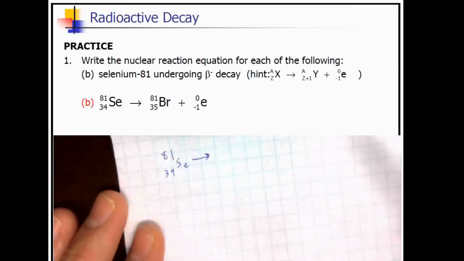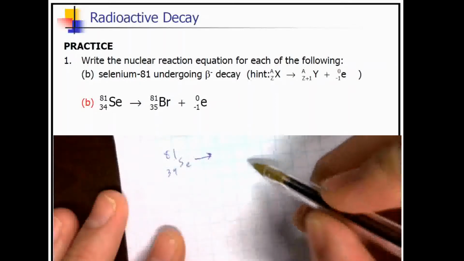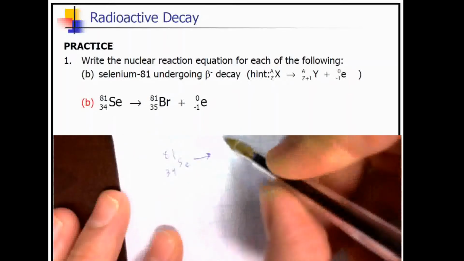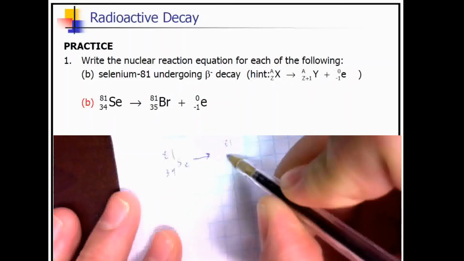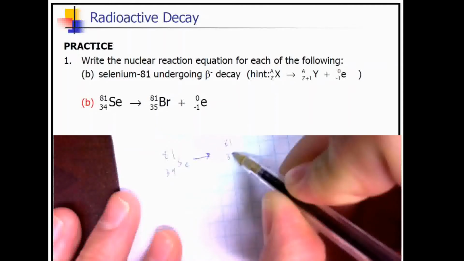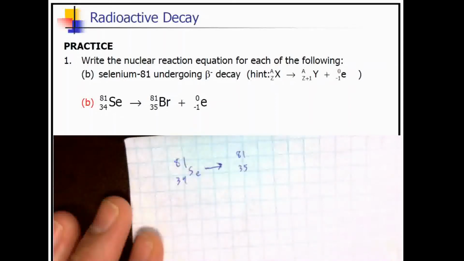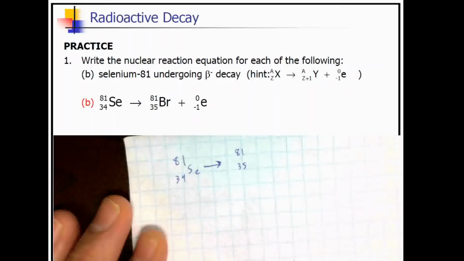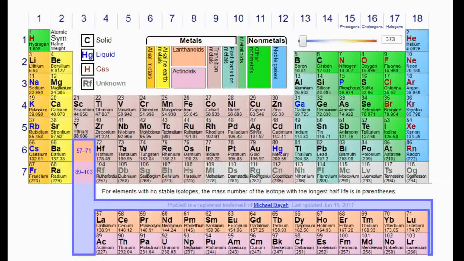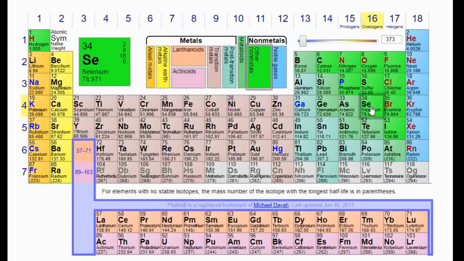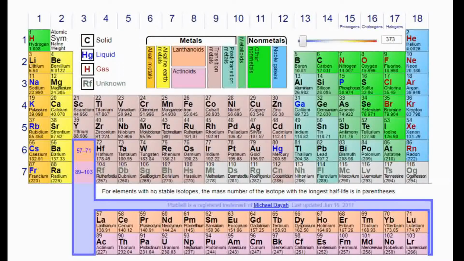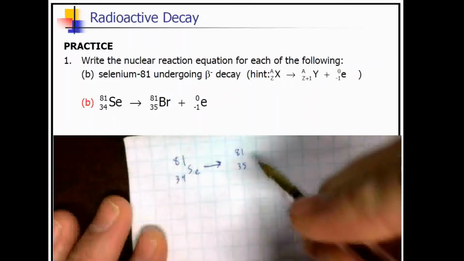Beta negative decay is the loss of a positron. So that means that my Y is going to have the same atomic mass, but the number is going to be 35, because the positron, oh sorry, I should be saying electron. The electron is going to increase, that's going to basically make it move right on the periodic table. So I can go back to my periodic table, find selenium, and just move one to the right, and I have bromine. So this becomes bromine.